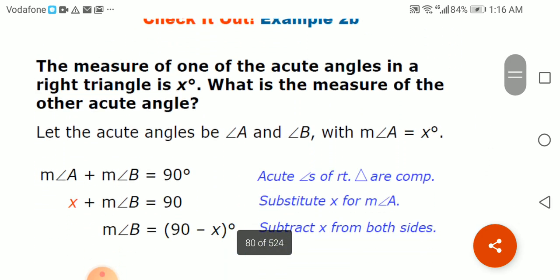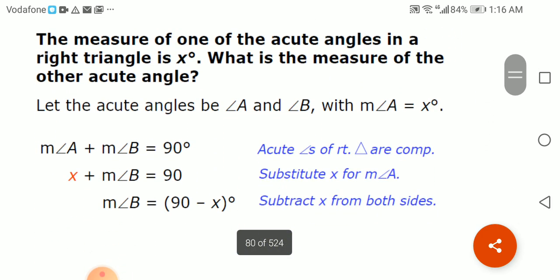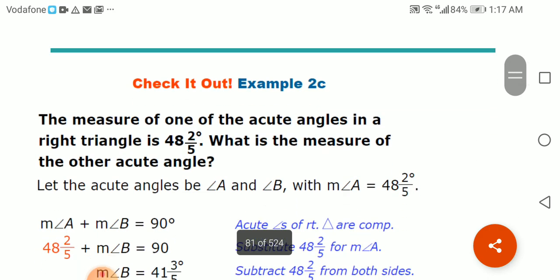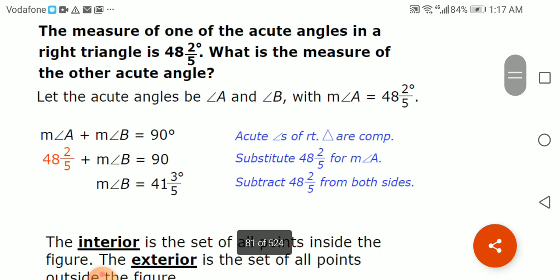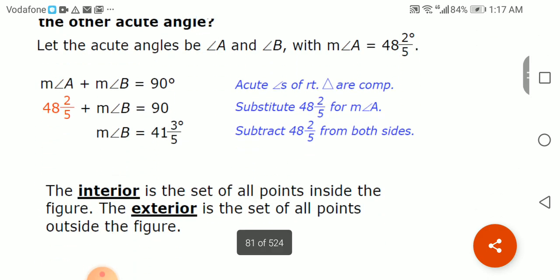And I have another question. The measure of one of the acute angles in a right triangle is x. What's the measure of the other acute angle? So one angle is x, which means x plus the measure of angle B gives me 90. So the measure of angle B equals what? 90 minus x. Okay guys, I have another question, so you can do this.